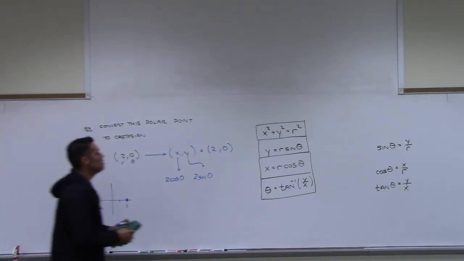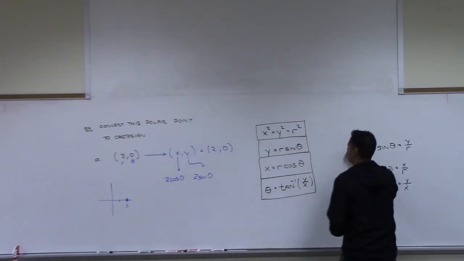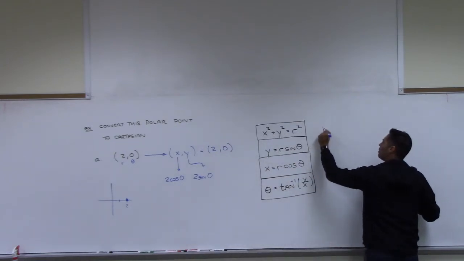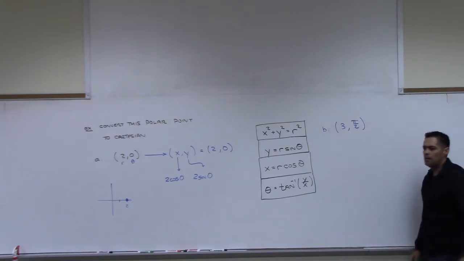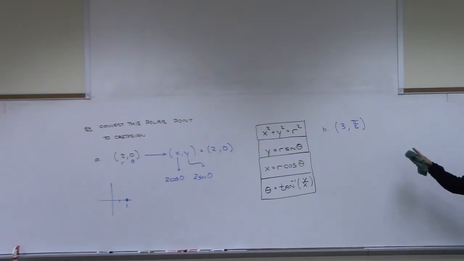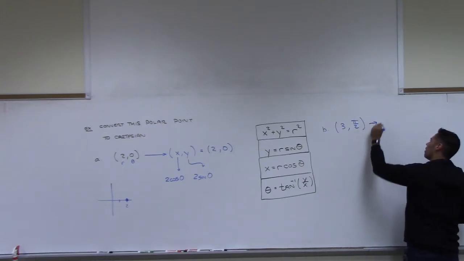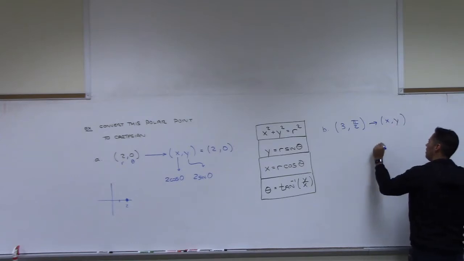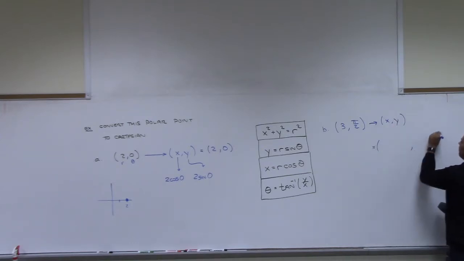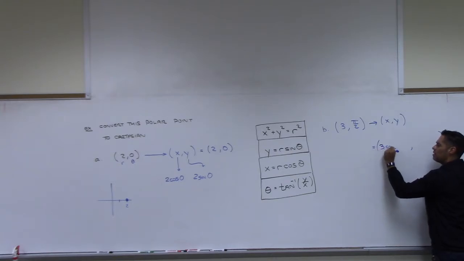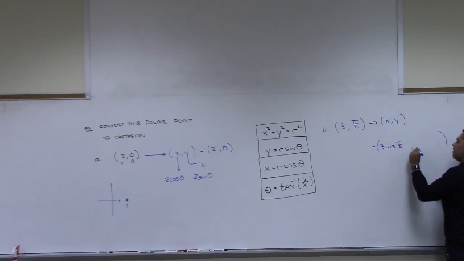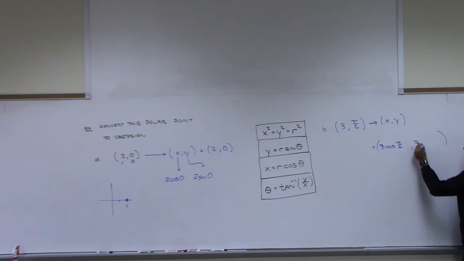Okay, the next one, what did I give you? Was it 3? So I gave you 3 and then pi over 2. So if we convert this to Cartesian, we're going to x and y, but that should be equal to, I'm going to write it like this time, r cosine theta, r sine theta. So r for us here is 3 cosine of pi over 2, and then 3, r, and then sine of pi over 2.